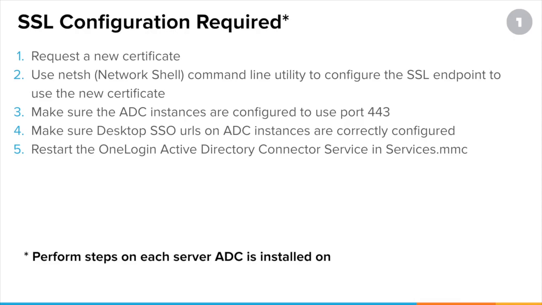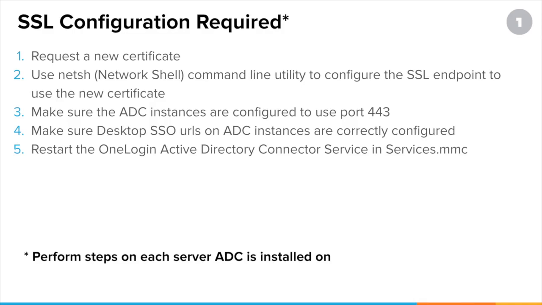Steps 3 and 4 might already be done. If you've been following along with the steps as I have recommended that you do them, then they've already been done, i.e. your ADC instances have been configured to use port 443. Say you did that when you installed your Active Directory Connector software. If you did not, you can always modify it at this point through a config file. We'll take a look at that.